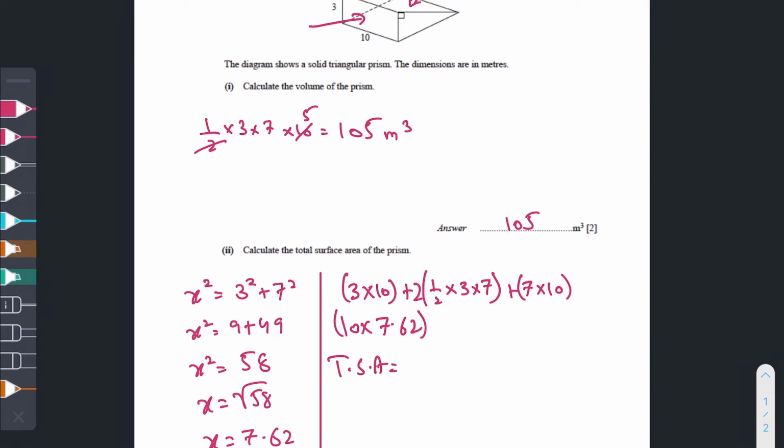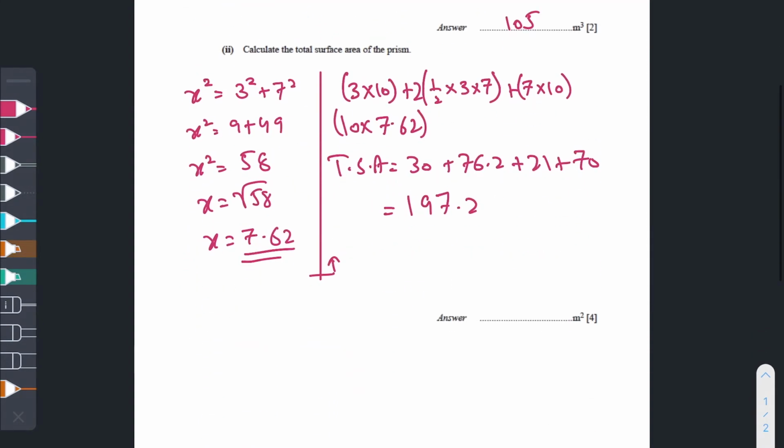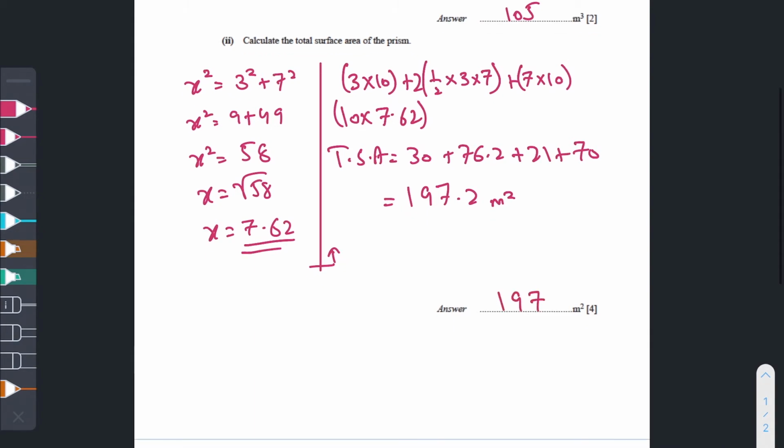So you add 30 and you add 76.2 and you add 21 and you add 70. When you add all these values together, the total surface area comes out to be 197.2 meter square, or you can write 197 up to 3 significant figures.